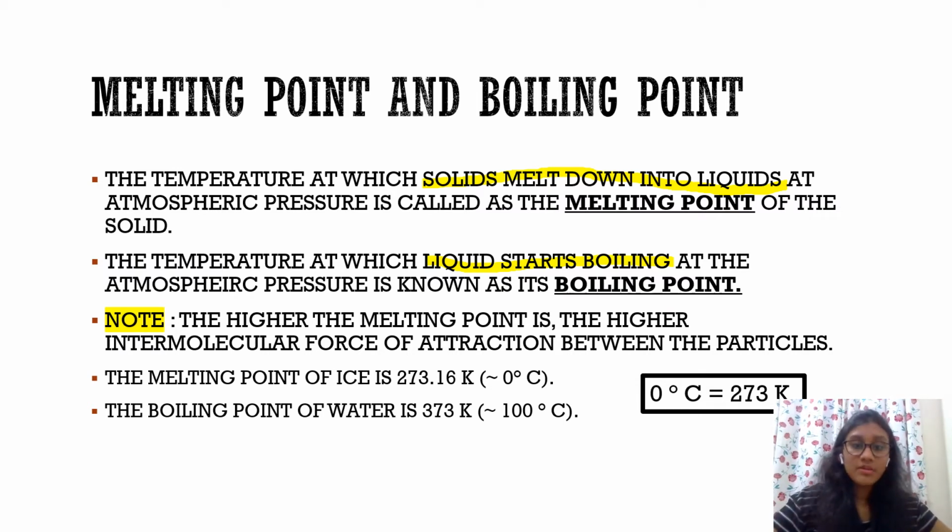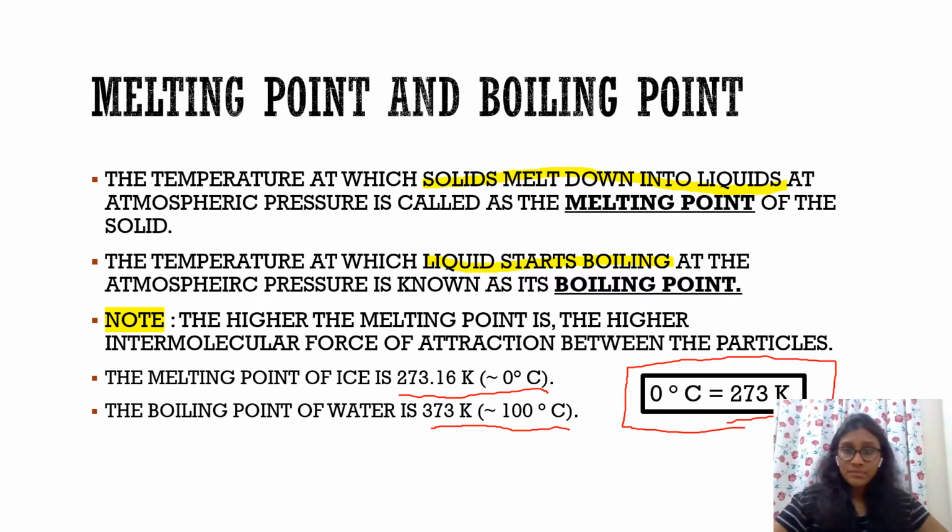The melting point of ice is 273.16 Kelvin, which is approximately 0 degrees Celsius, and the boiling point of water is 373 Kelvin, which is approximately 100 degrees Celsius. We also need to remember this value, that is 0 degrees Celsius is equal to 273 Kelvin. They often ask us to change the values given in Celsius into Kelvin and Kelvin into Celsius. So knowing this value will be of high use during your examinations.